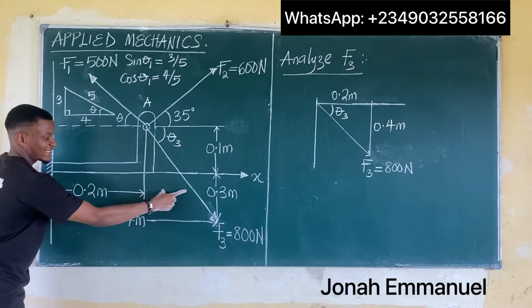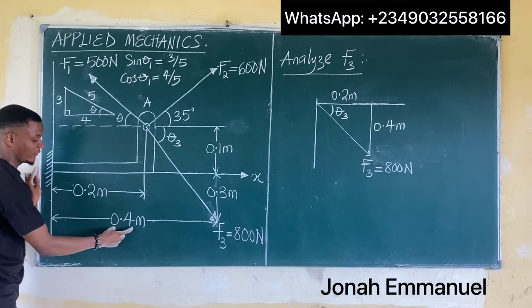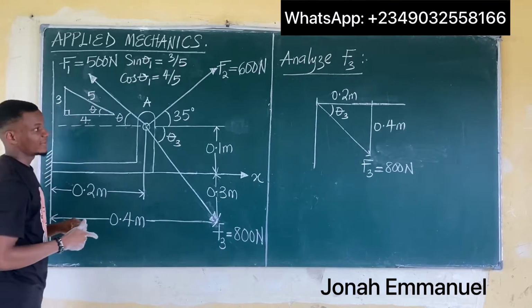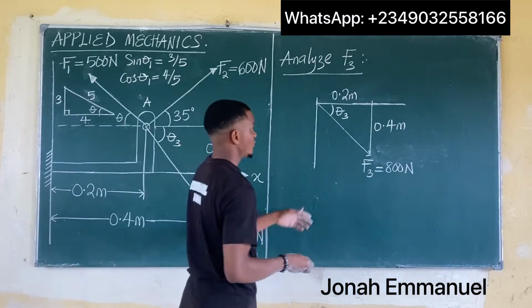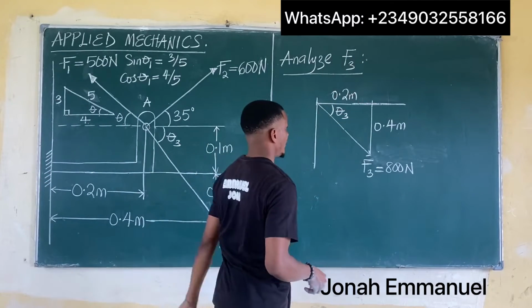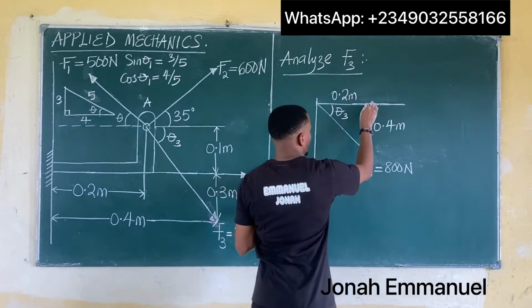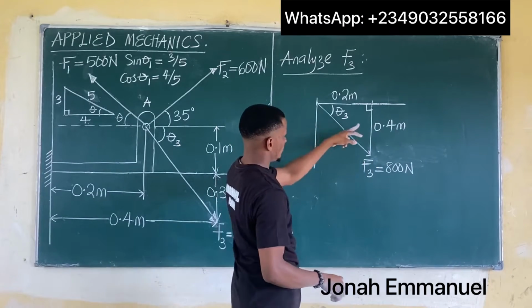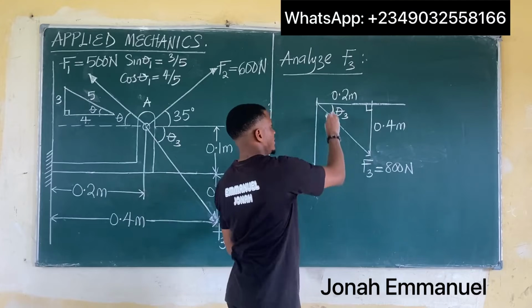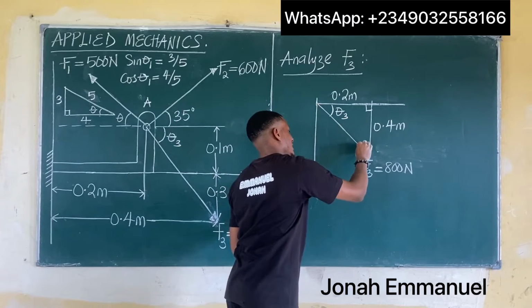So now I have that x will be equal to 0.4 minus 0.2. The same thing, so 0.2 meters. So I now have this. From here, let's get sine theta and cos theta. So I'm having this here. This is 0.4, 0.2. This is my hypotenuse. Let's get the value of the hypotenuse.